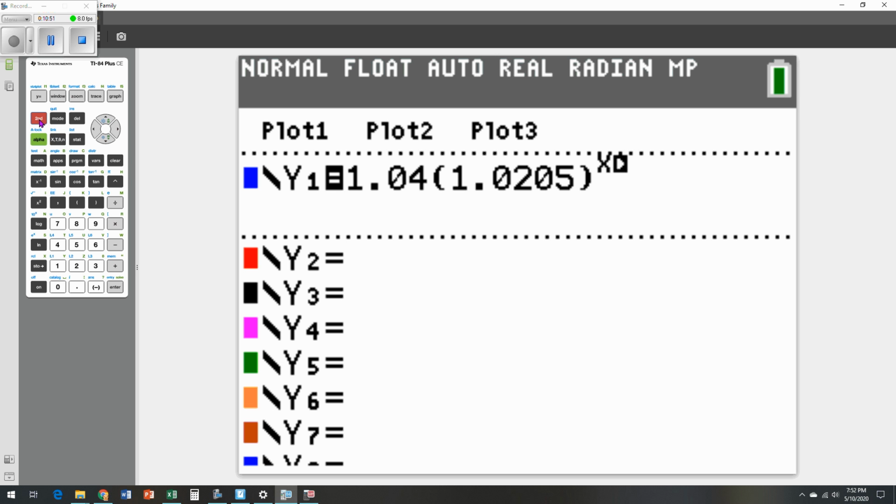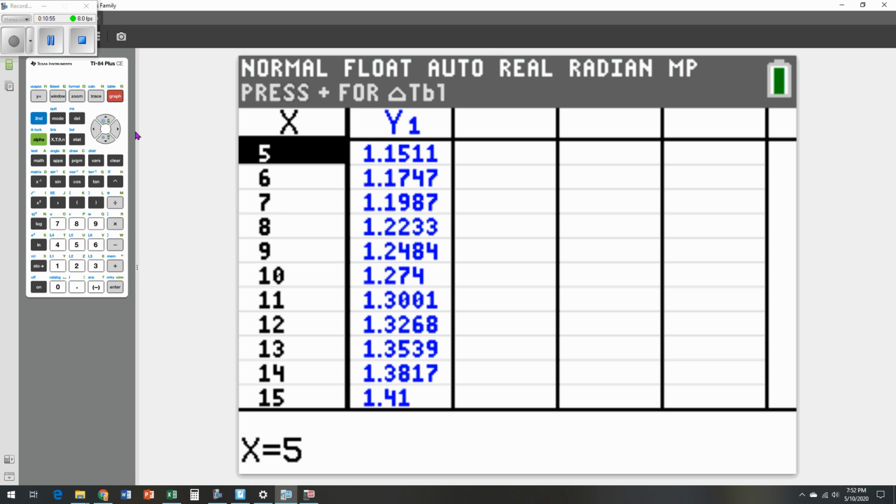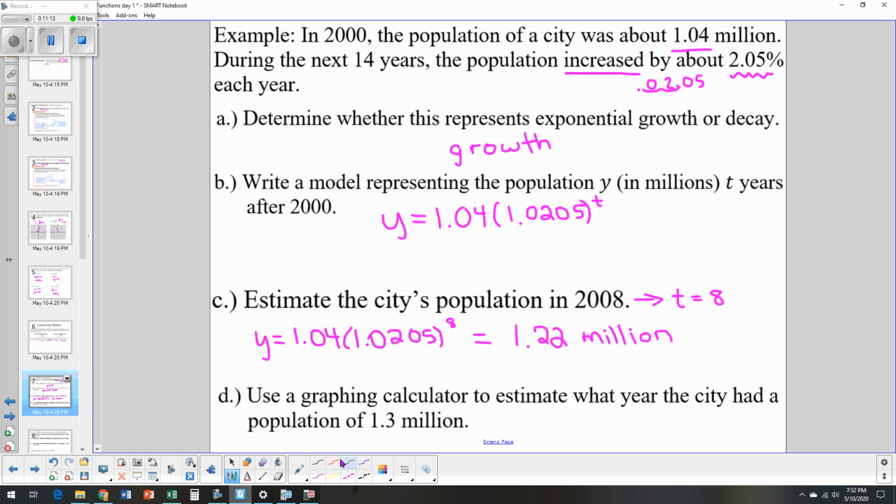But if I hit second graph, see how it says table? It's going to give me a table of values. And I can go up and down through this list, and I'm looking for what's the value of x when my y value is about 1.3. And the closest we get to 1.3 is right here when x is 11. So that means my answer here would be in 11 years, which would be 2011. Right? 11 years after 2000 is 2011.